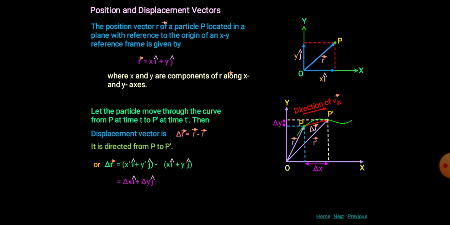You can observe in the figure delta x and delta y, where delta x is nothing but x dash minus x and delta y is nothing but y dash minus y. So the position vector r we can write as x i cap plus y j cap, and the displacement delta r we can write here as delta x i cap plus delta y j cap.